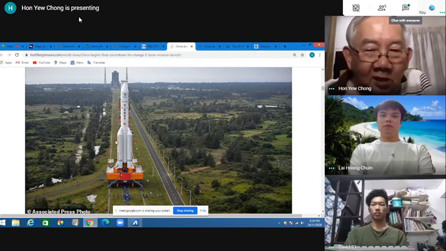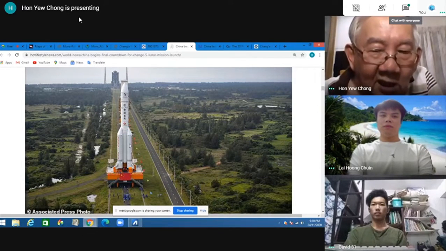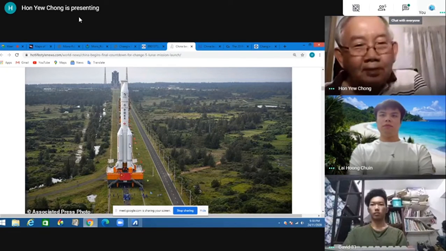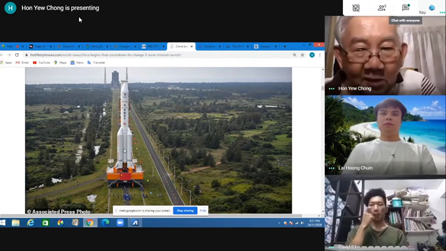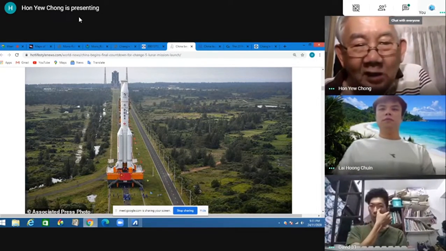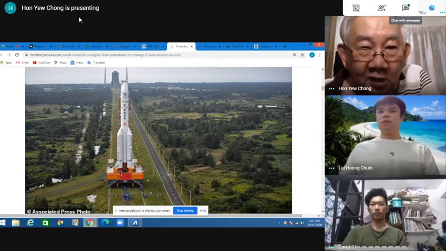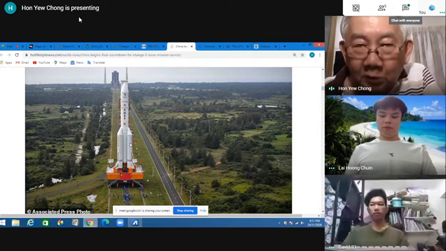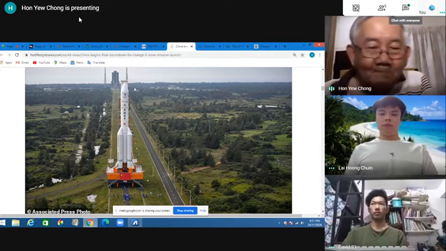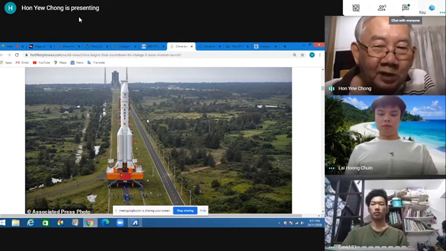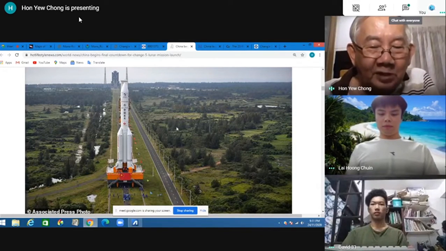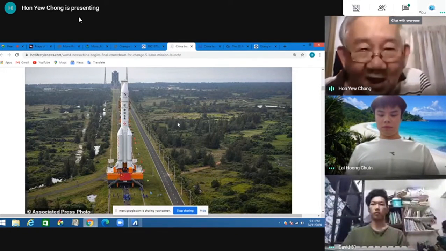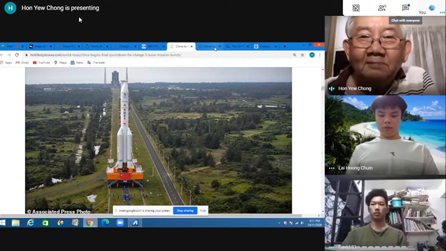So basically, the first stage has 4 boosters attached, and the 4 boosters use kerosene and liquid oxygen. The first stage and the second stage use liquid hydrogen and liquid oxygen, very cool. But the boosters are kerosene and liquid oxygen. So like I said, the exhaust from this Long March 5 rocket is environmentally friendly. That's why they launch it here.